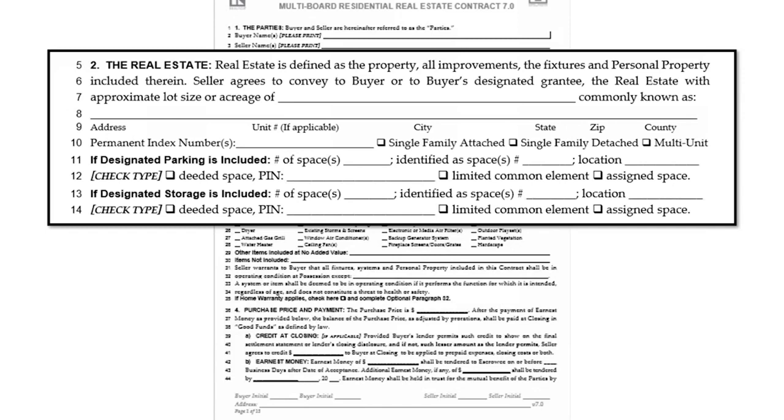So for the real estate with, you would cross out the word approximate, and in the blank, you would write not less than 4 acres.